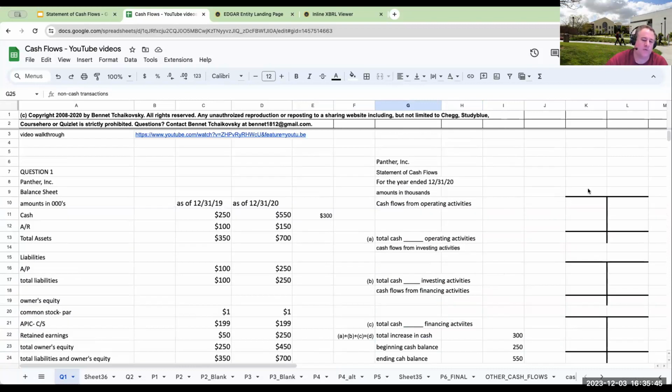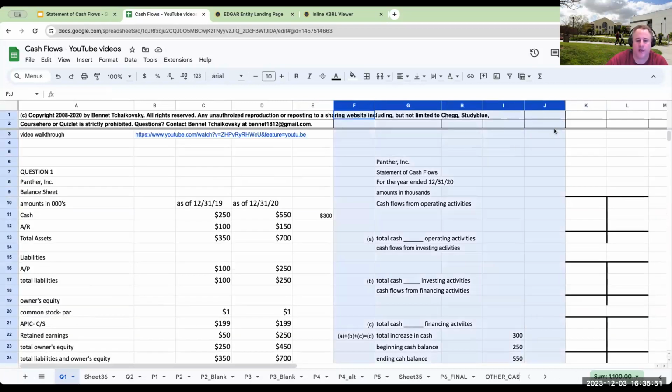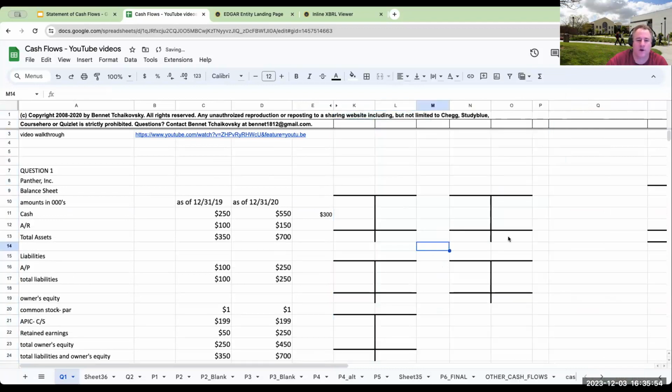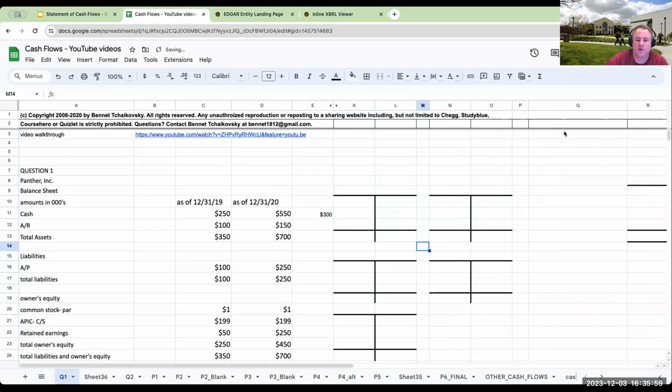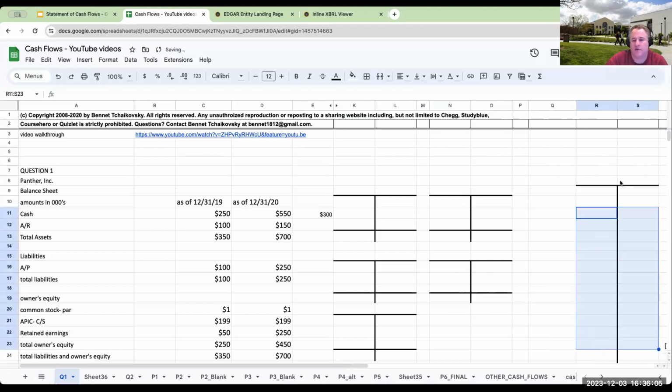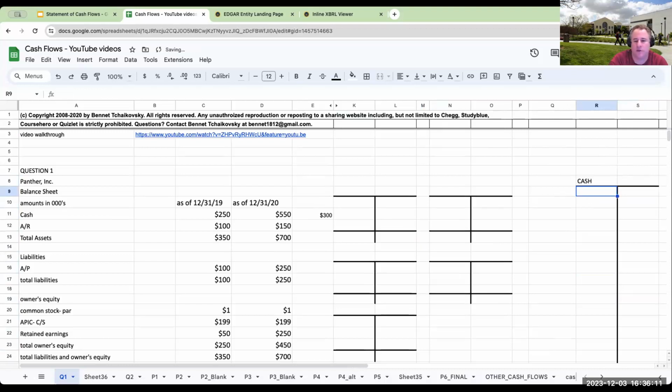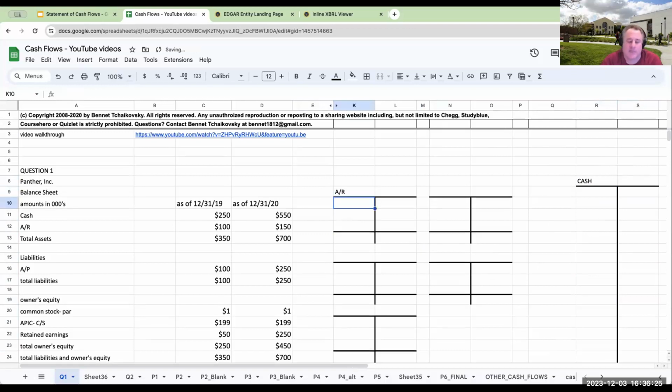Now what we need to do is set up our T accounts. We'll go ahead and hide these columns. I'm going to use T accounts right over here, and I'm going to start over here. I'm going to make a big T account for cash, and I'm just going to leave this alone for right now. I'm not going to put in those dollar amounts. I know that the total increase of cash has to equal 300, but we're not going to be focused on that right now.